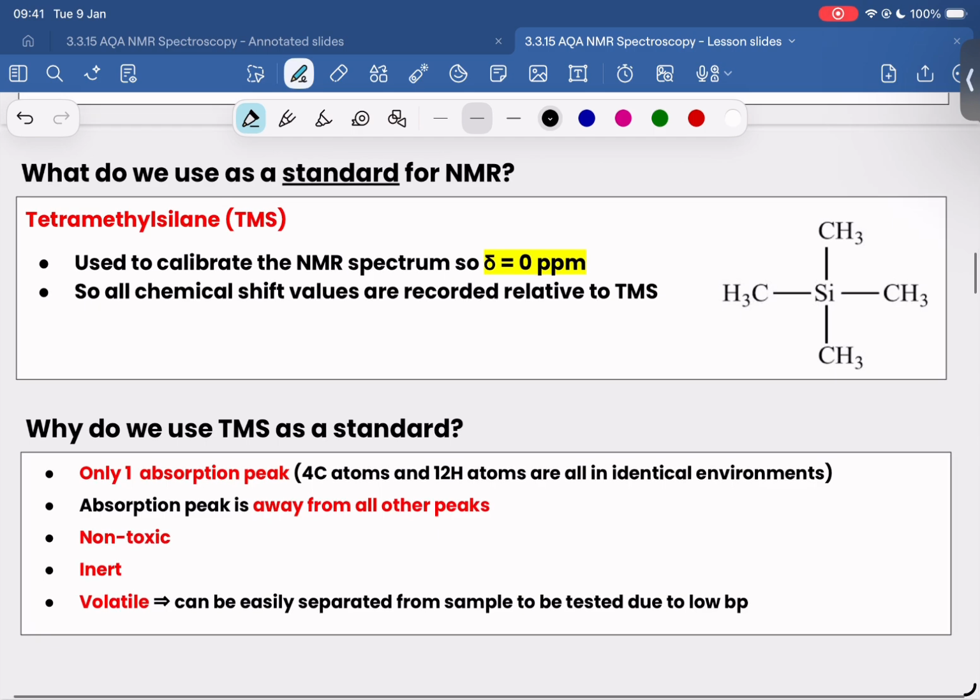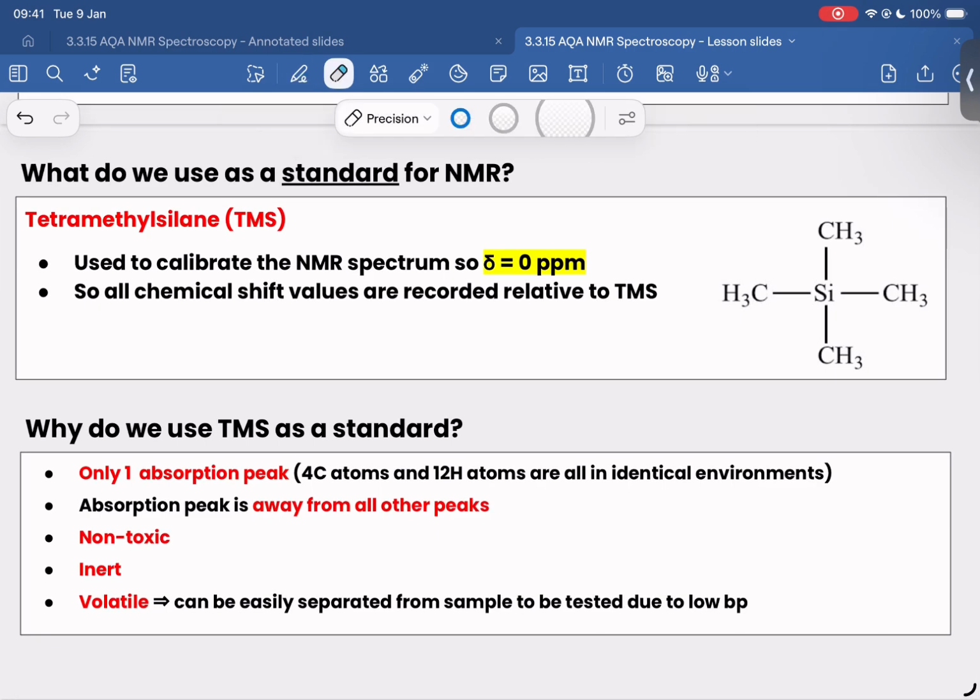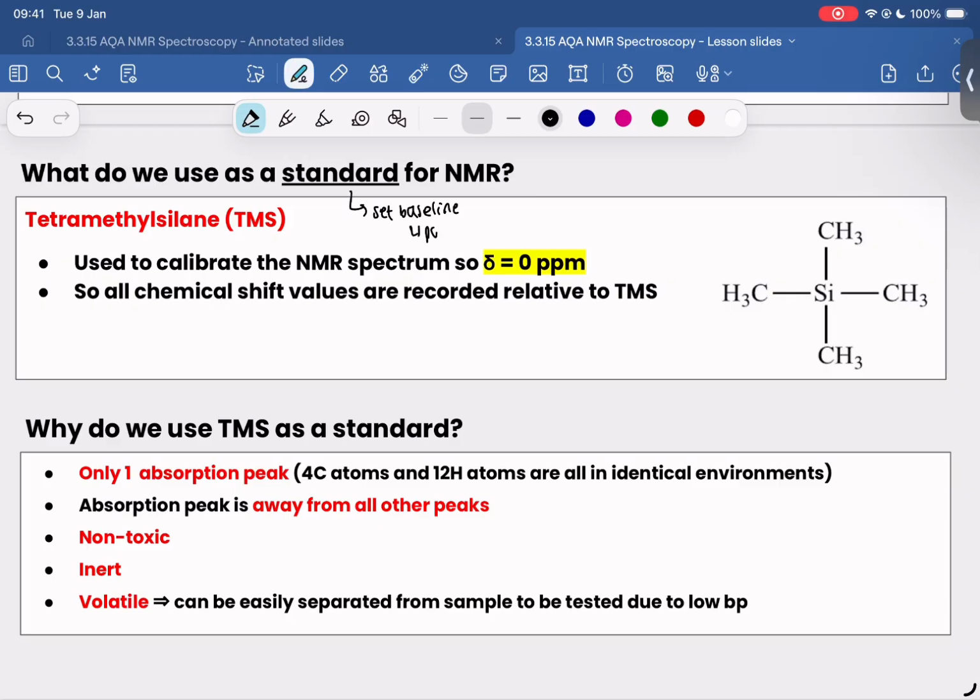Now, moving on to the next spec point, which is what standard do we use for NMR? Just to clarify what we mean by a standard, when we're looking at NMR spectra, we always have to look at the chemical shift value. I'll explain what chemical shift means in a bit, but we're looking at how the chemical shift value is relative to a baseline. And that's what we mean by standard. It's a set baseline, or a point of comparison, if that makes it easier to understand.